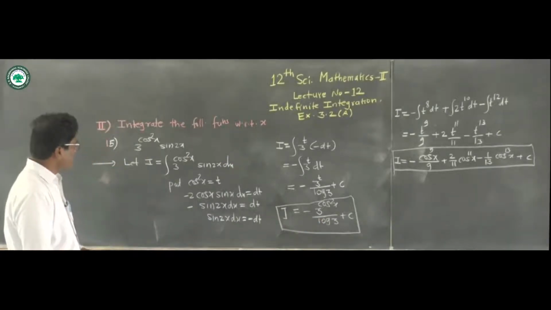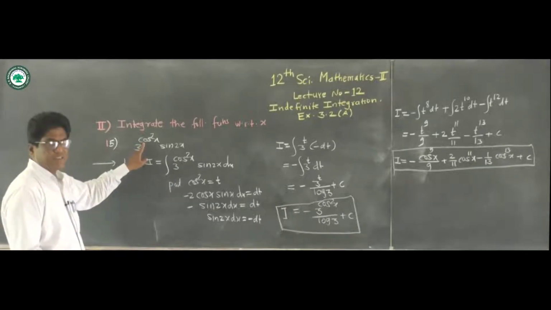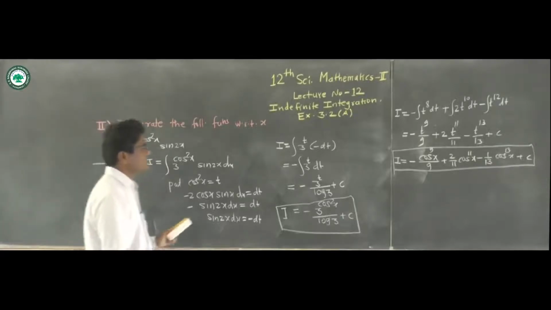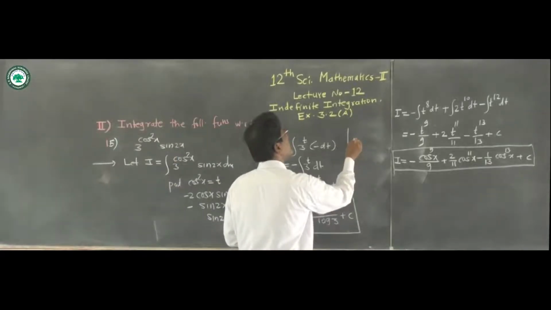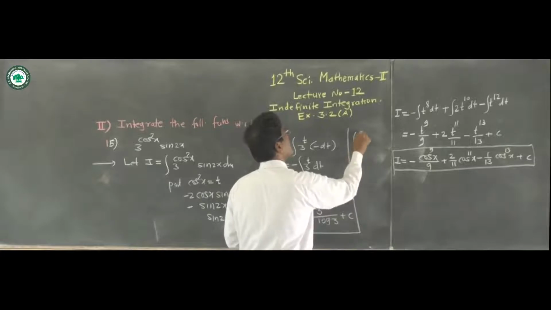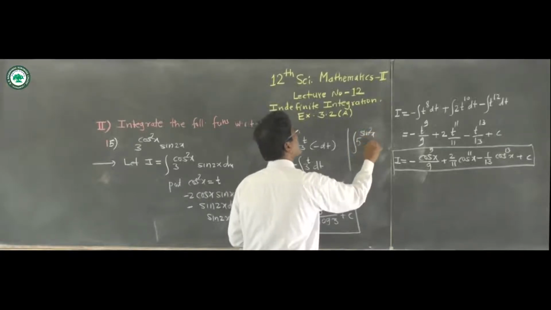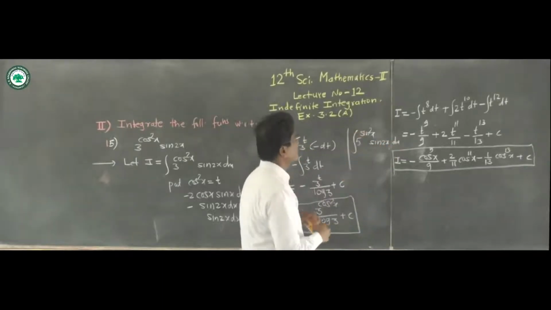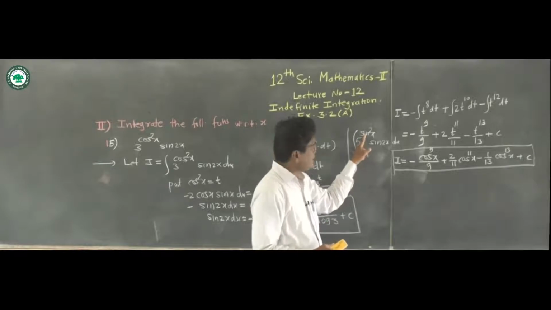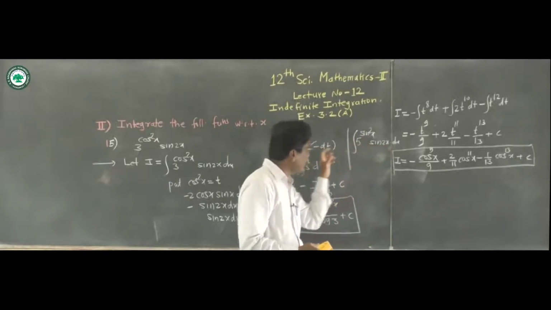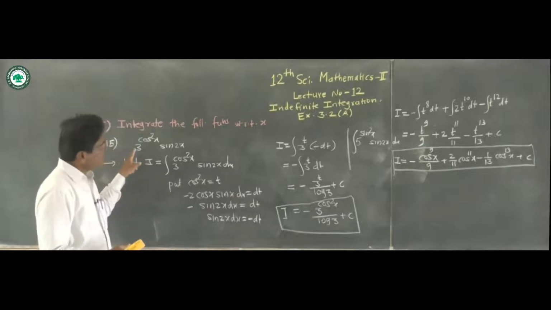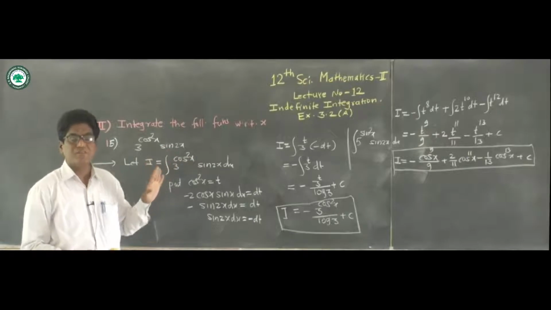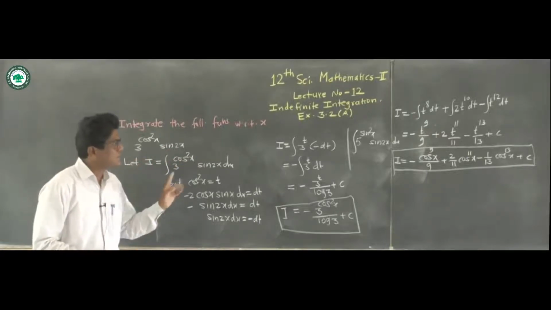Now if instead of cos square x we have sin square x, then also we solve the problem using the same procedure. So it is homework for you. You solve the problem: integration of 5 to the power sin square x into sin of 2x dx. In our problem we replace 3 with 5, and instead of cos square x we take sin square x, then also put sin square x equal to t and solve using this method.